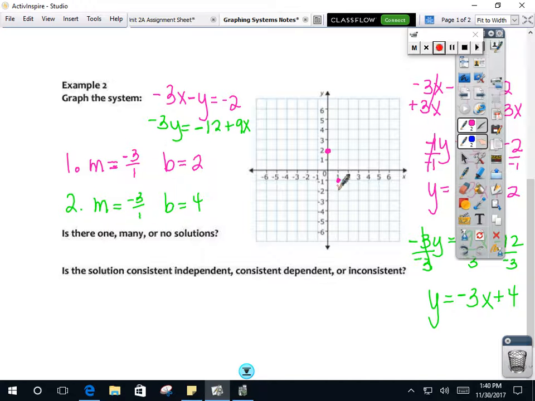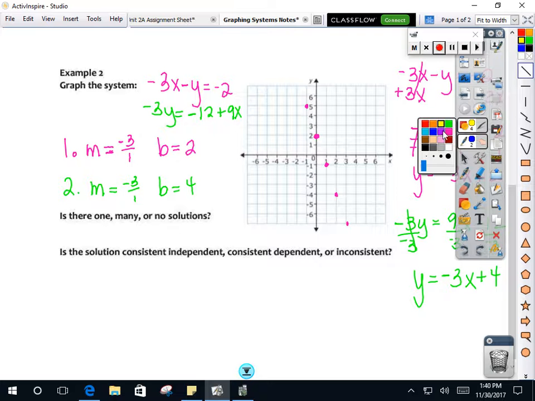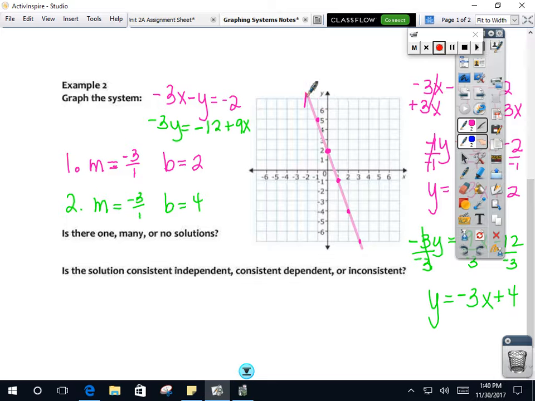And then I can do that a couple more times. Down 1, 2, 3, right 1, down 1, 2, 3, right 1. I could have also gone up 3 and left 1. Okay, then connect those points to make a line. Because without that line, it's just points. You have to connect them.